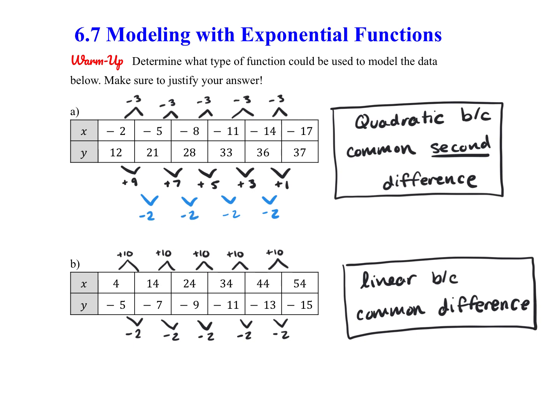And then for part B, we do have that common difference for x and a common difference for the y's, every time we're subtracting 2. And so that's a common first difference, which represents linear data.